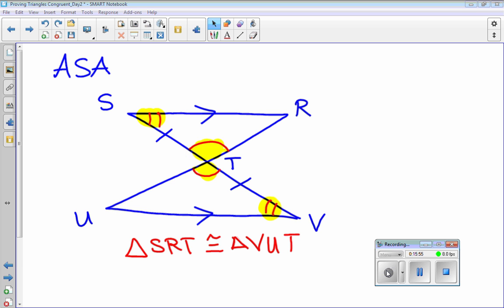Do they share a side? Do I have parallel lines? Do I have vertical angles? You want to look for those over and over again if you don't already have enough information to say angle, side, angle, or angle, angle, side, or any of the options. So these are just three things you're going to constantly look for.